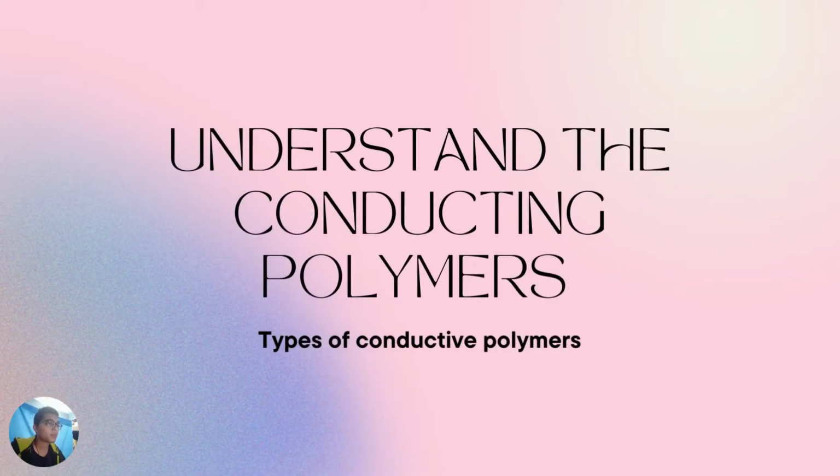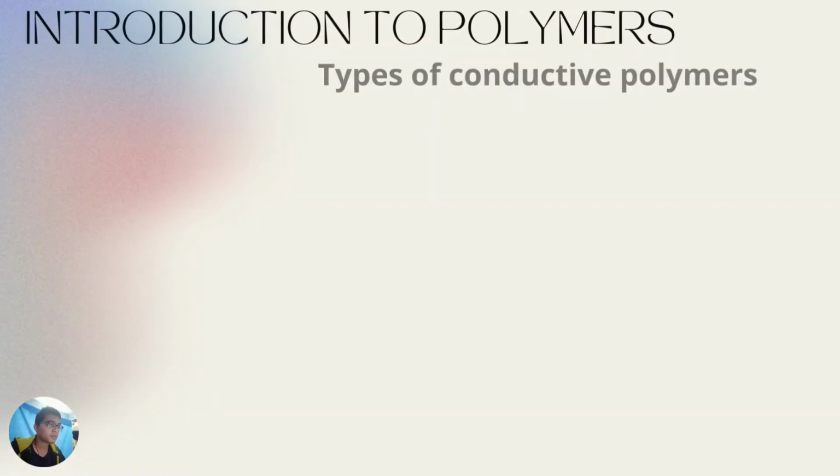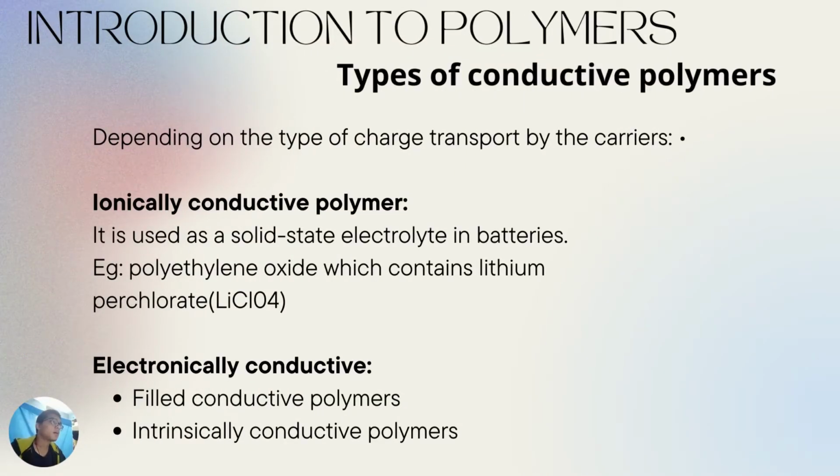Now, what are the types of conductive polymers? Depending on the type of charge transport by carriers. Now you may say there is only one charge, that is electrons. Electrons are the reason we have electricity. But here it says charge transport. Charge can be transported as ions, and ions have different properties. So first is the ionically conductive polymer.